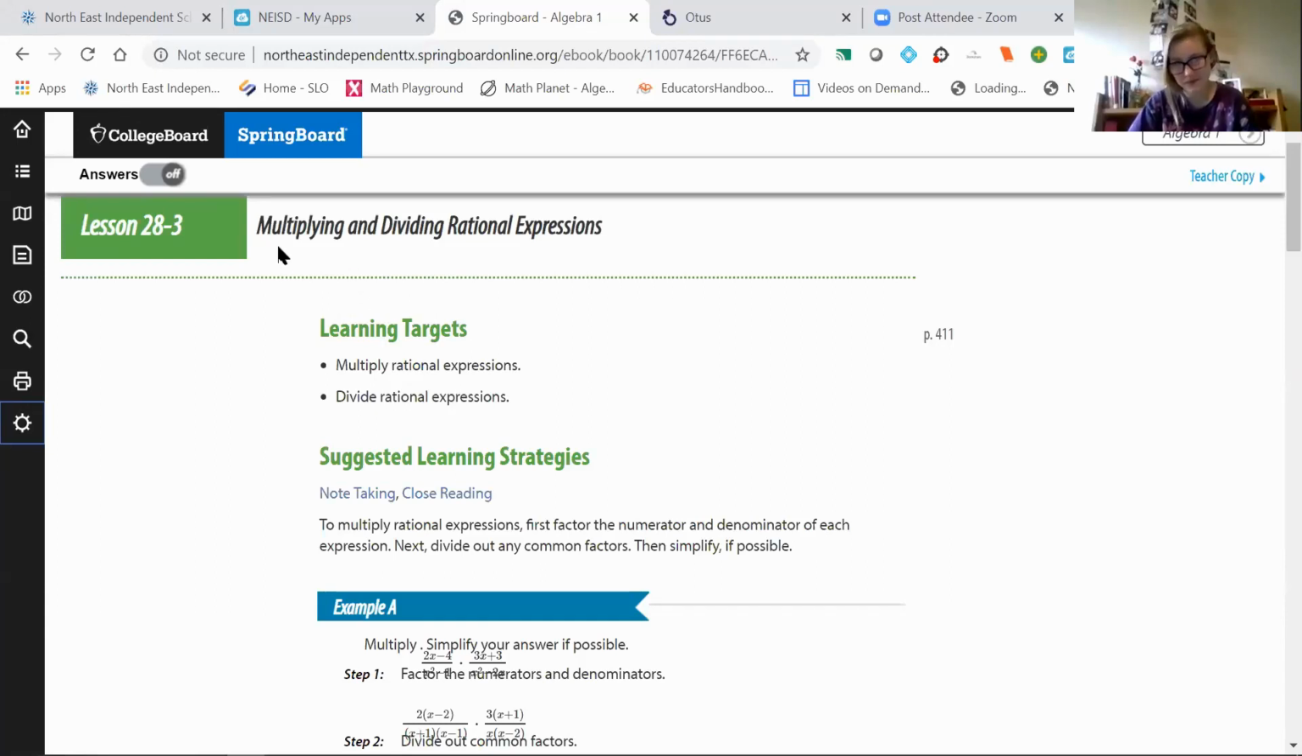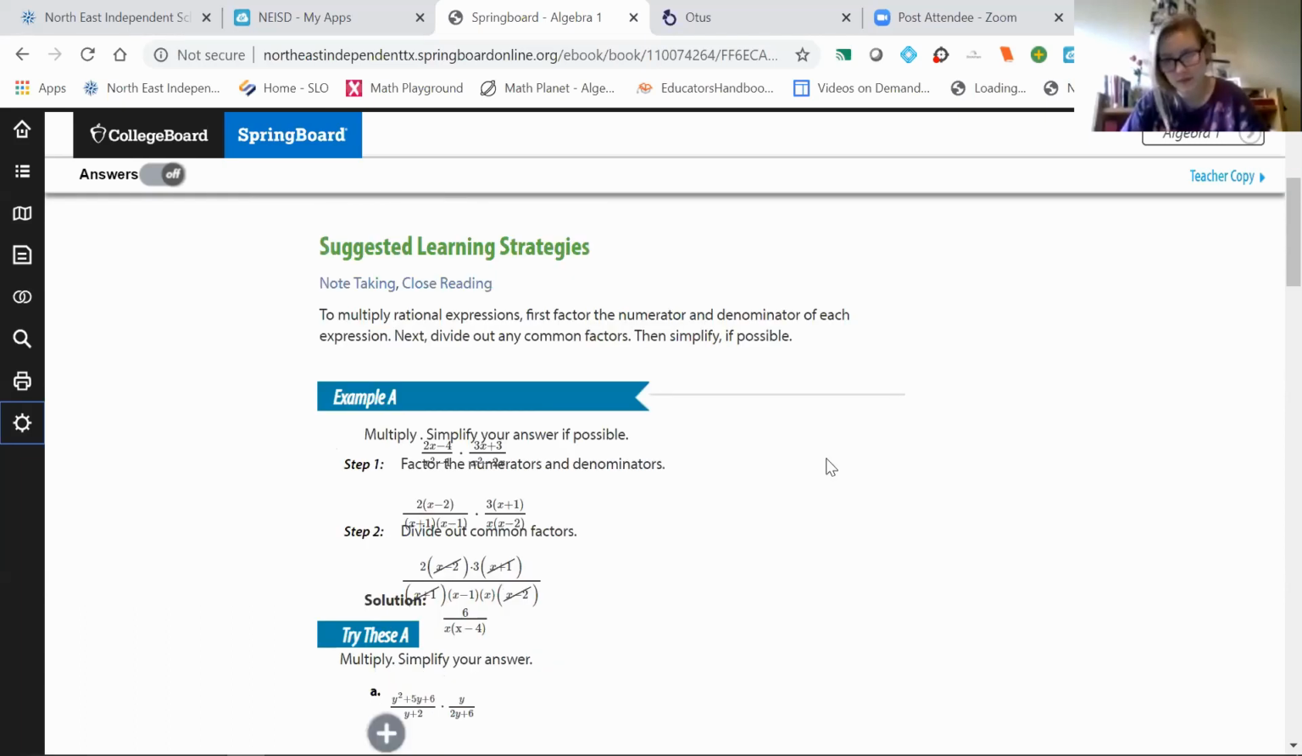Lesson 28-3, multiplying and dividing rational expressions. Learning targets: multiply rational expressions, divide rational expressions. Suggested learning strategies: note-taking and close reading.